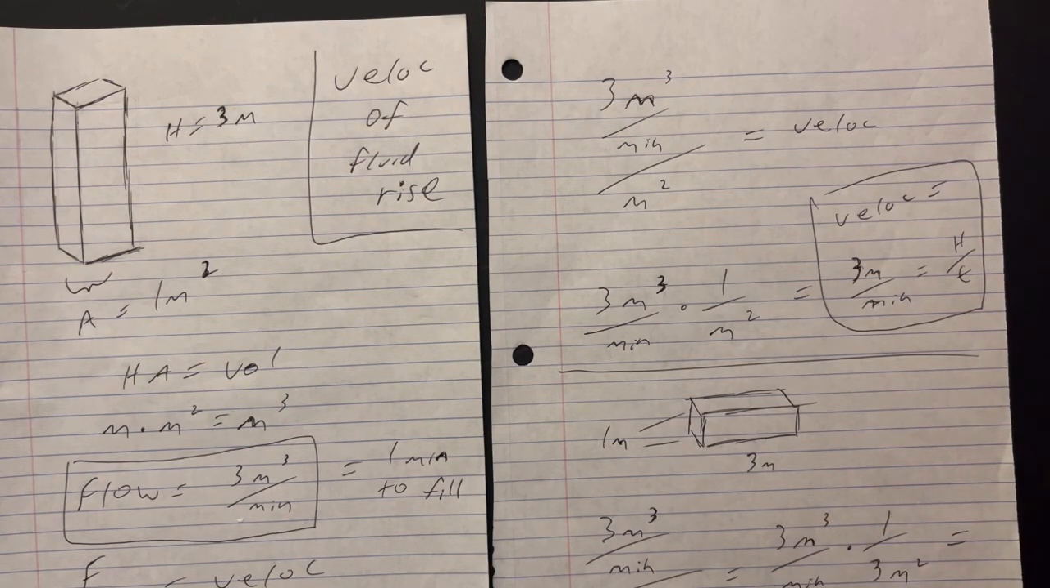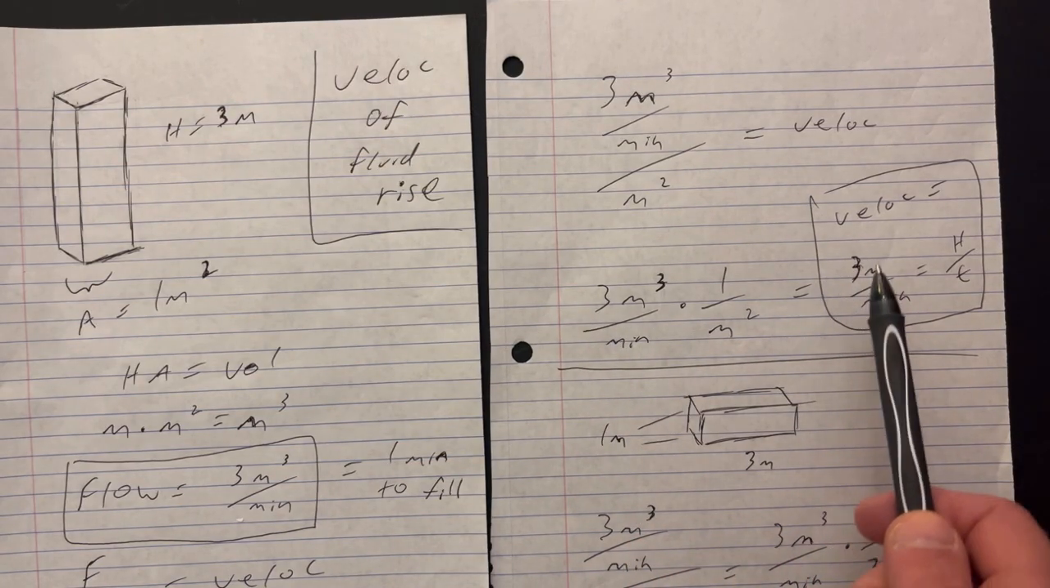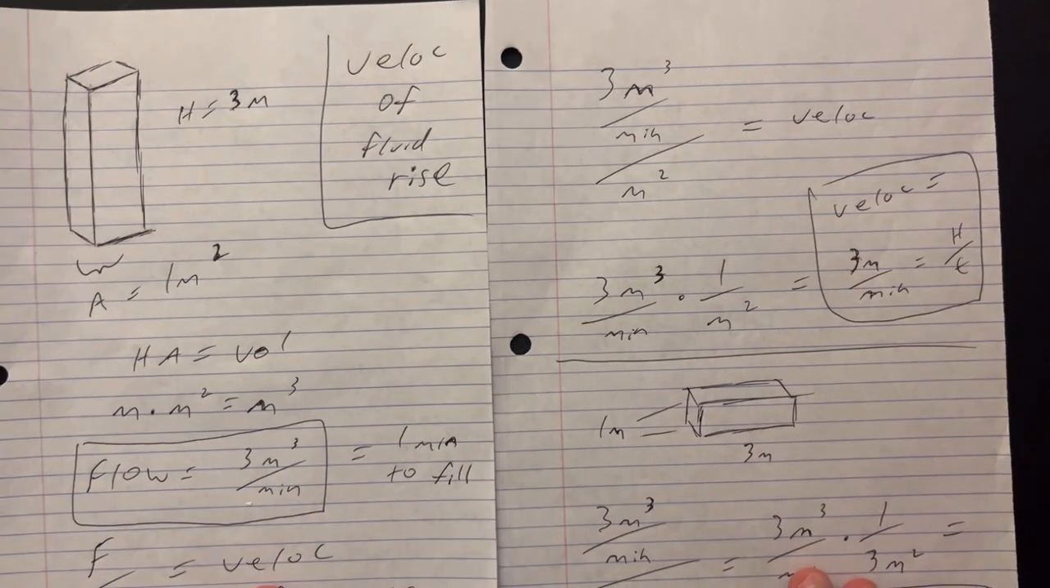And notice that is a velocity, it's a distance over time. You could also say this is height over time because it's traveling up the height, so that's the length or the distance. Notice that velocity of 3 meters per minute. You could say that's pretty fast compared to what I'm going to show next.